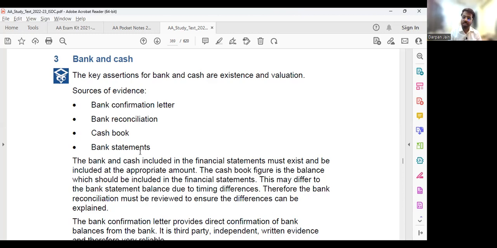What are going to be the balance sheet items that we are going to see? We're going to see bank and cash. We're going to see non-current assets, tangible and intangible assets. We're going to see trade receivables, inventory. These are assets. What about liabilities? You're going to see long-term liabilities or long-term loans, trade payables, and equity share capital, share premium.